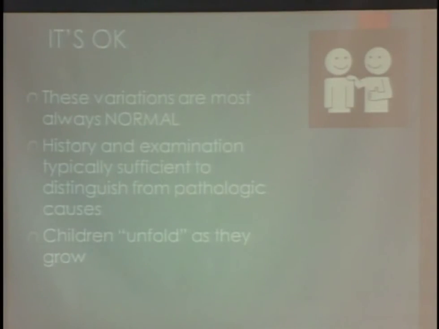And so the thing to remember first is, in general, that it's okay. These variations are very commonly normal. That's how we were made. We were made to have bow legs and knock knees and a variation of that. And so usually the history and exam, as we've seen all day here today, is enough to distinguish between normal and pathologic causes, but sometimes we need some imaging and things like that. So what I usually tell parents is children unfold as they grow.